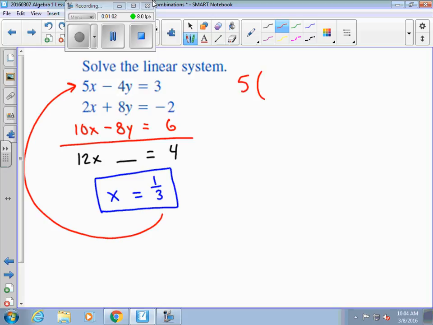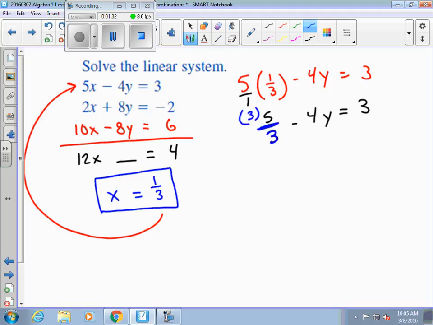If they all look the same, or if you have to choose between the first and second one, just plug it into the first one. 5 times 1/3, minus 4y is equal to 3. This is over 1, so straight across, 5 times 1 is 5, and 1 times 3 is 3. Minus 4y is equal to 3. It's been quite some time, but when you have problems like this, if you want to eliminate the divided by 3 part, remember we can multiply everything in a problem by 3. We can multiply this by 3, this by 3, and this by 3. We're going to create bigger numbers, but we're going to get rid of the fraction so we can solve it easier. So that leaves us with 5, negative 4 times 3 is negative 12y, and 3 times 3 is 9. Again, look, we got rid of the fractions.